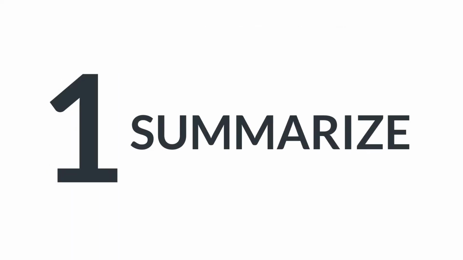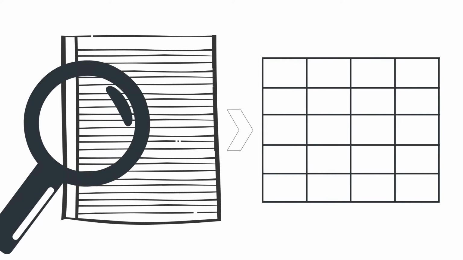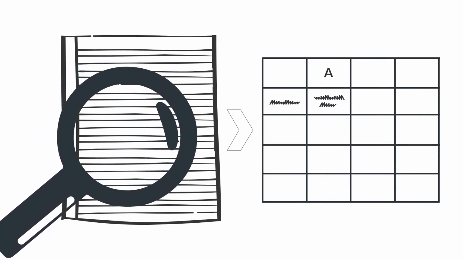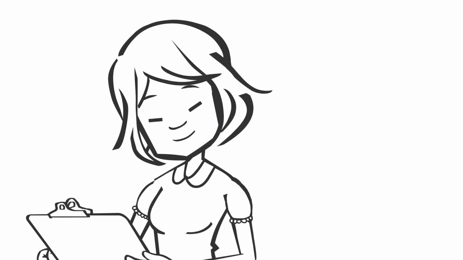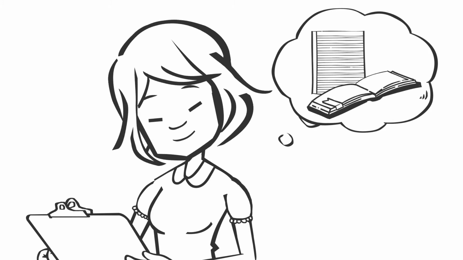Number 1, summarize. When you summarize your notes in your chart, you're already reviewing your course material and making decisions about what is most important to remember. Number 2, recall. Use your matrix chart to help you recall more detailed information from your notes or textbook.